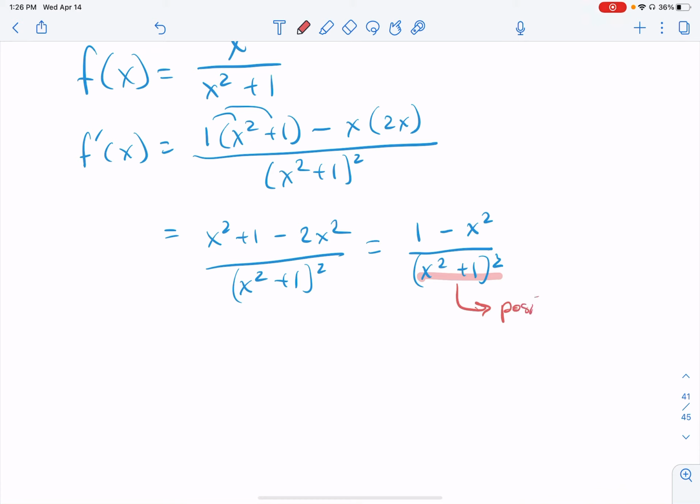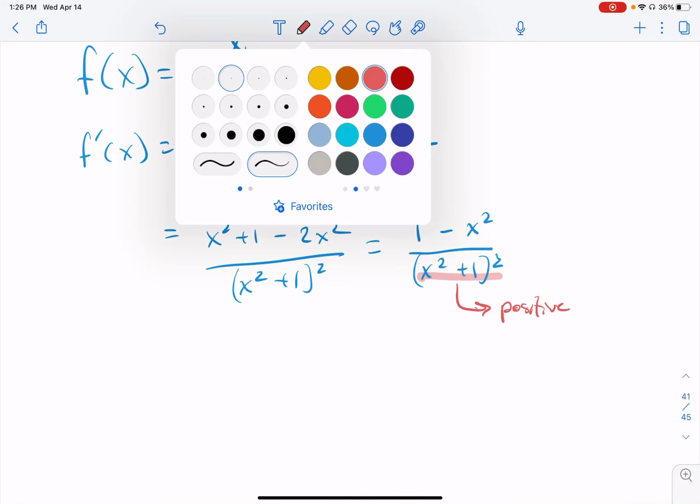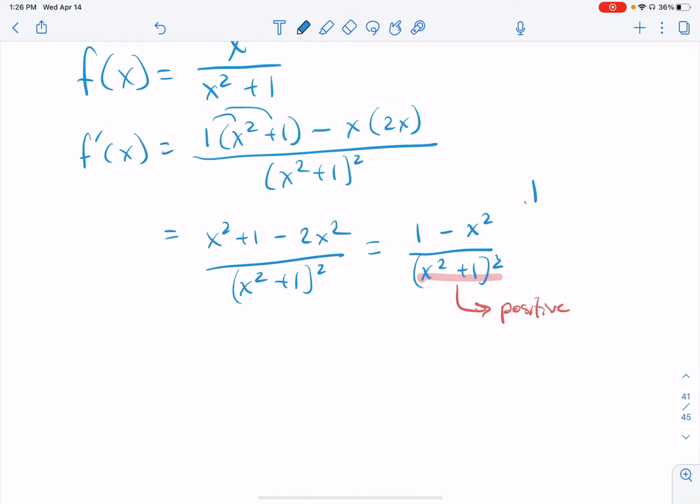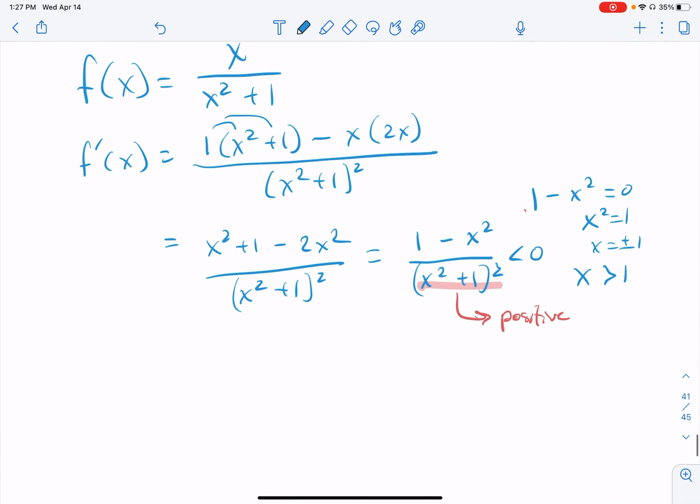So we just need to concern ourselves with the top. Well, if I have 1 minus x squared being equal to 0, x squared is equal to 1, at x equals plus or minus 1. So it changes at 1. As long as x is greater than 1, then this thing is going to be less than 0, right? If I stick in a positive 1 here, it's just a 0 on the top, and that's not less than 0.